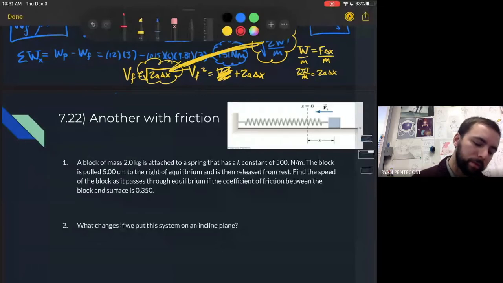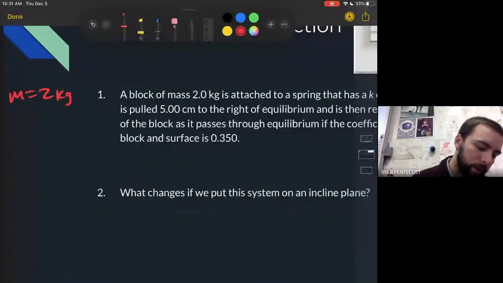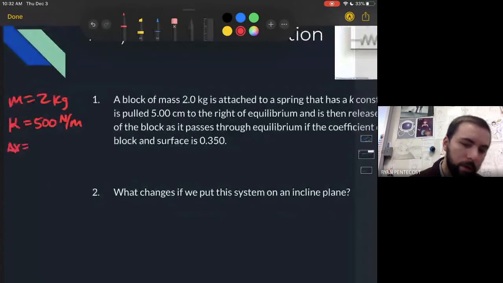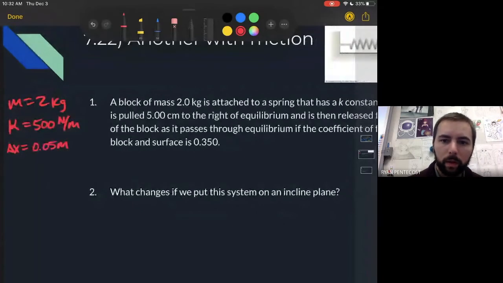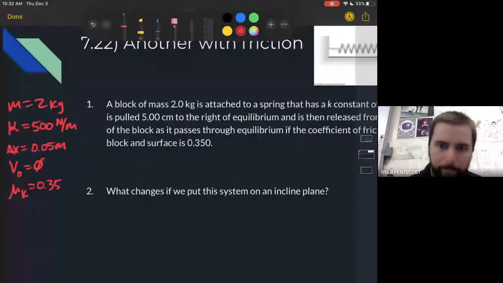So let's get our givens. We've got a mass of 2 kilograms. The k constant is 500 newtons per meter. Our delta x is 5 centimeters, so we'll call that 0.05 meters. It's released from rest, so v naught is 0. And our coefficient of kinetic friction is 0.35. Okie doke, so that's what we have.